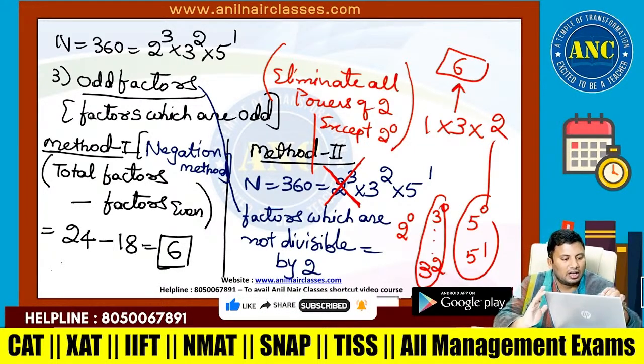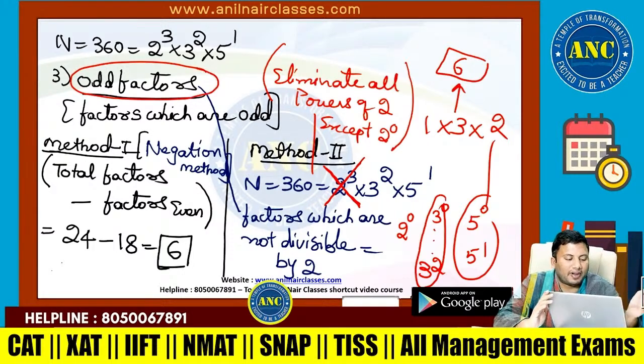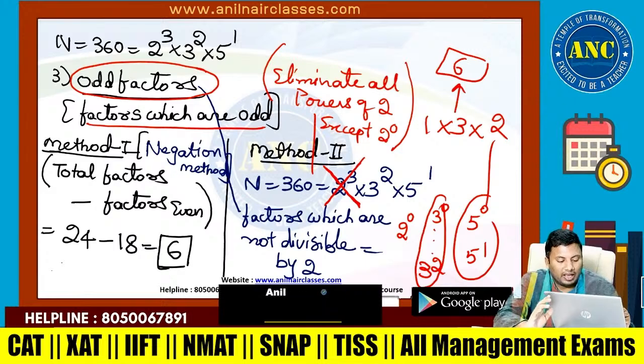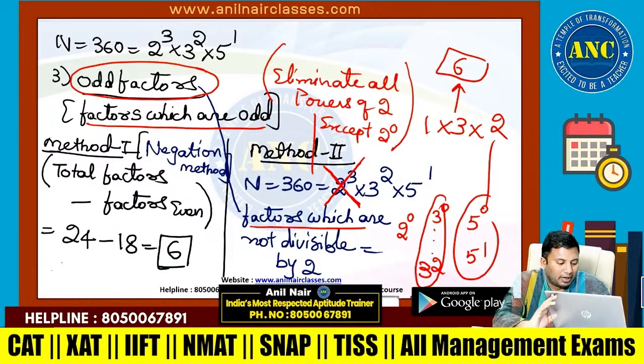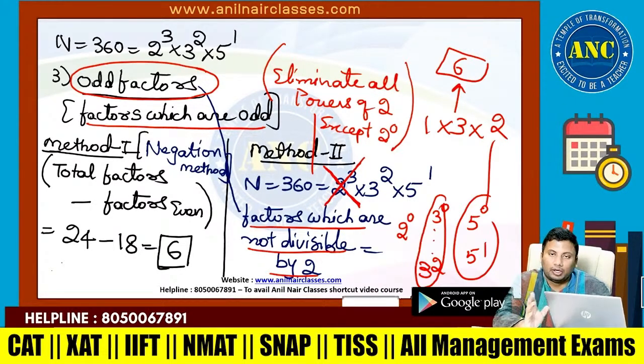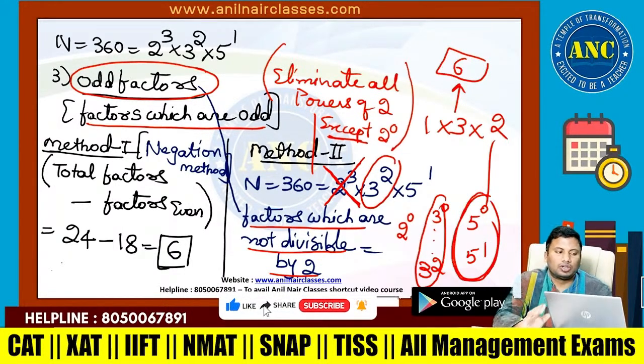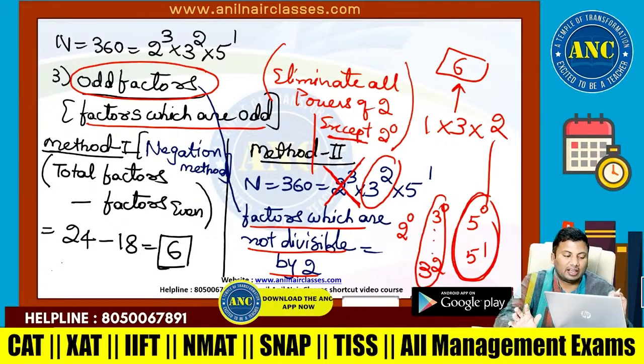I hope it is clear. What is an odd factor? An odd factor is a factor which is not divisible by 2. If it is not divisible by 2, a 2 should not be there. So everything from 2 power 1 to 2 power 3 is eliminated. Remaining is 2 power 0, 0 to 2 is 3 cases, 0 to 1 is 2 cases, 1 into 1 into 3 into 2, 6. A factor which is an odd number.